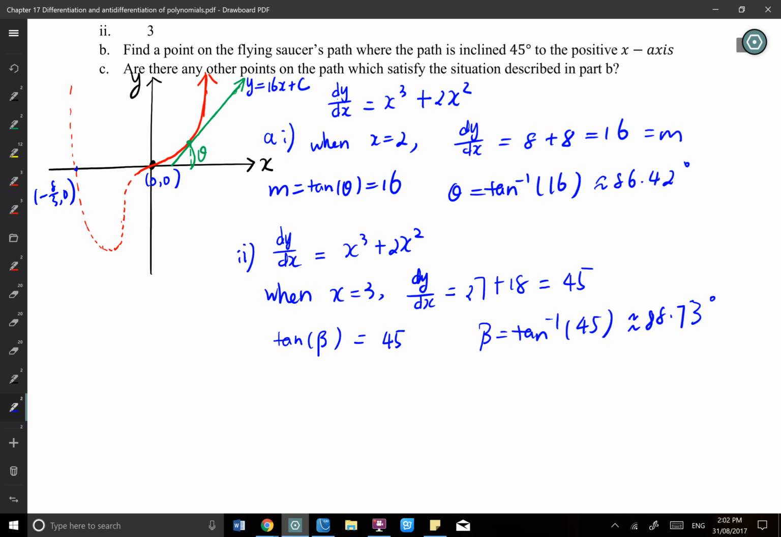Questions? Okay, part B: find a point on the flying saucer's path where the path is inclined at 45 degrees to the positive x-axis. So that is the same: dy/dx equals tangent 45 degrees, and that equals 1. So what you're trying to solve is x cubed plus 2x squared equals 1. That's x cubed plus 2x squared minus 1 equals 0.